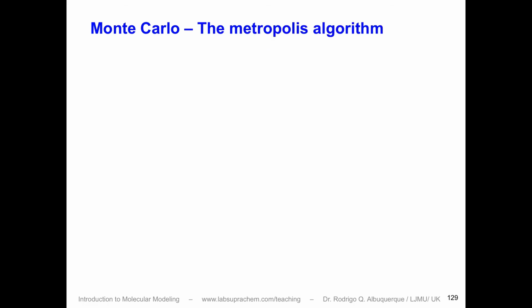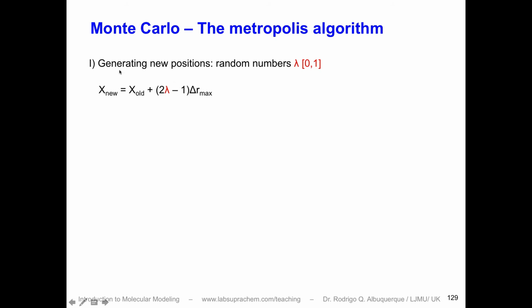The first step to use the Metropolis algorithm is to generate new positions. We first generate random numbers, lambda, in the range 0 to 1. These random numbers will be used to get new positions. The new x coordinate equals the old x coordinate plus (2 lambda minus 1) multiplied by the maximum variation. This is a parameter, it could be 0.01 angstroms. Of course we need to repeat this for all coordinates independently of the previous one, which means we generate 3 different lambda random numbers to change the x, y, and z coordinates in different ways.